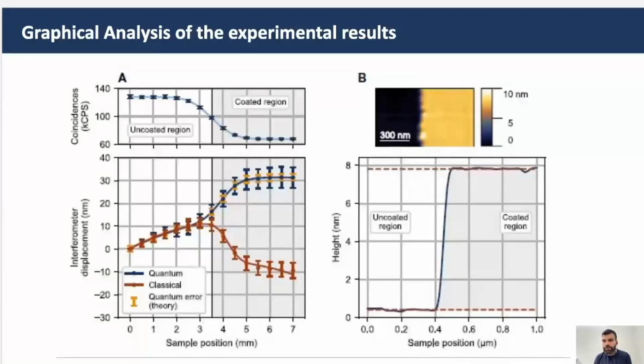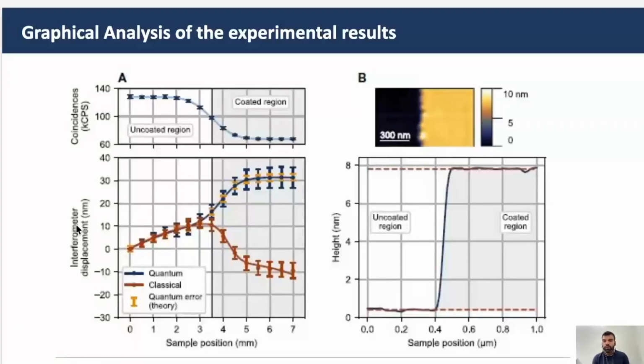The top panel shows the coincidence detection rate as a function of sample position. You can notice how the count rate drops significantly as the beam crosses into the nickel coated region, from around 1200 pairs per second on the uncoated region down to about 680 on the coated region. This confirms a roughly 47% transmission through the film for the quantum probe. Consistent with the nickel's optical absorption, the transition is sharp and well resolved.